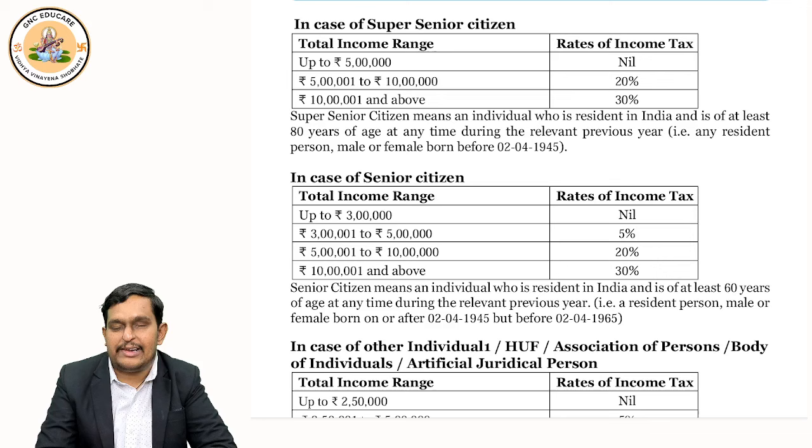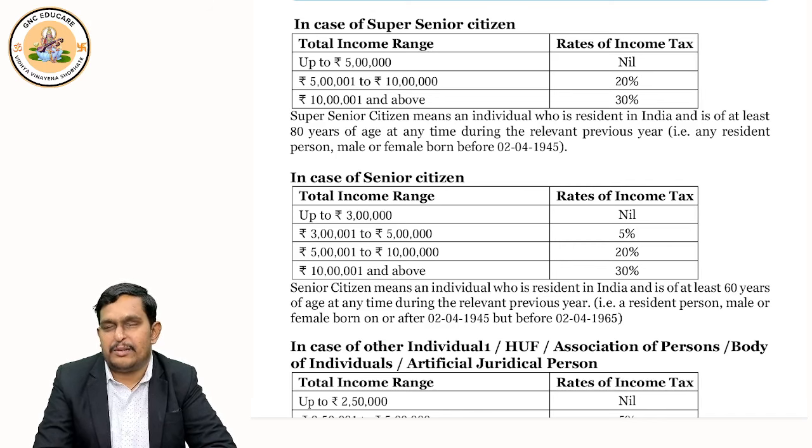So if in the previous year 2024-25 or on the first day of the assessment year, that is 1st April 2025, his 80th birthday is celebrated, then he will pay tax up to 5 lakhs nil, 5 lakhs to 10 lakhs 20%, 10 lakhs and above 30%.